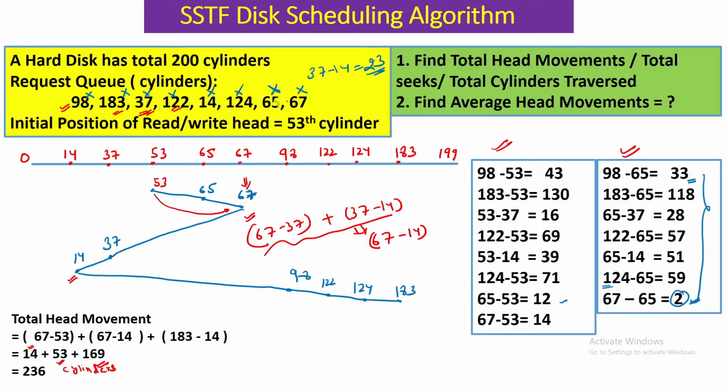You can find the subtraction, 67 minus 98, then 67 minus 183, and accordingly you have to find the difference which is minimum. So we came to 37, and this will become the current position. Then we move to 14, and this will become the current position. Then from 14, we will see that 98 is the closest position. We move from 14 to 98 and so on. This way we completed all the IO requests in this request queue using the SSTF algorithm.